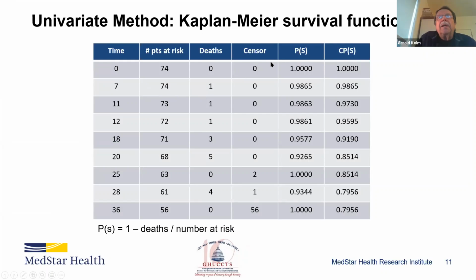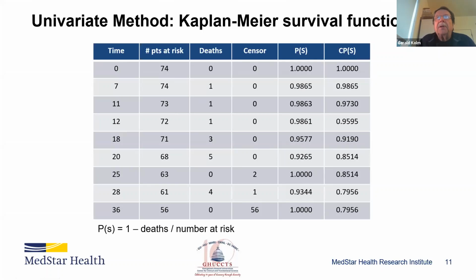So the second to last column here is the probability of surviving. And that's calculated as 1 minus the number, in this case, the number of deaths divided by the number at risk in that time period. And then the last column is the cumulative probability of survival. And how do we calculate this?